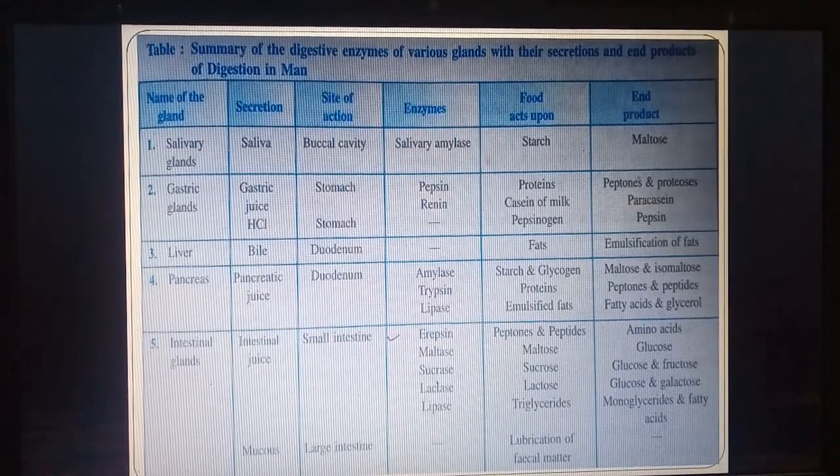Now the intestinal glands. There are some glands inside the wall of the small intestine. They produce intestinal juice. Intestinal juice is also called succus entericus. It has many enzymes. Erepsin breaks peptones and peptides into amino acids, which are the simplest protein units.